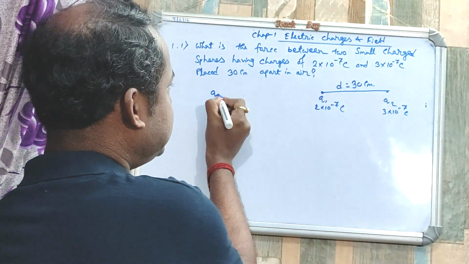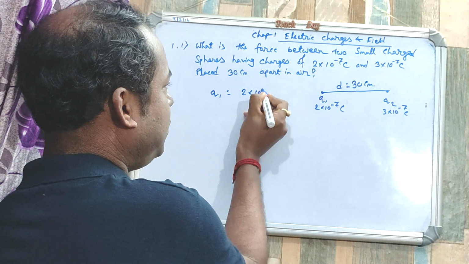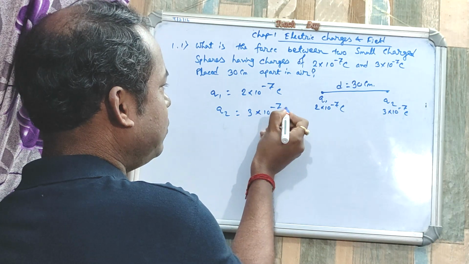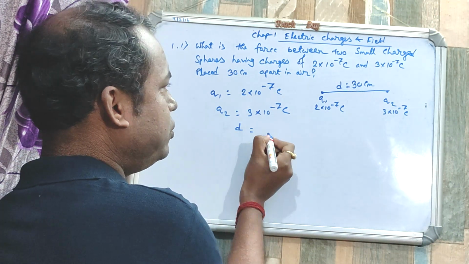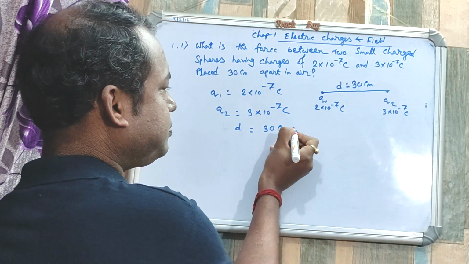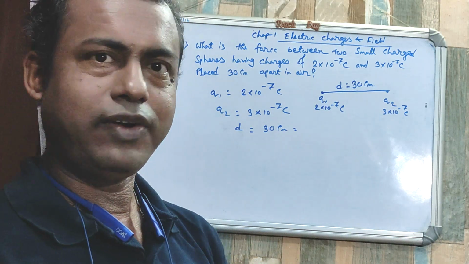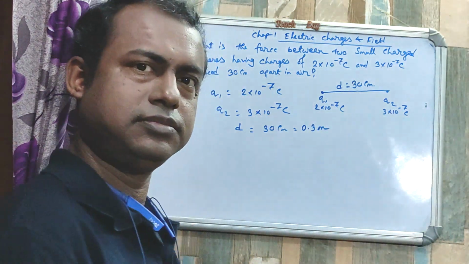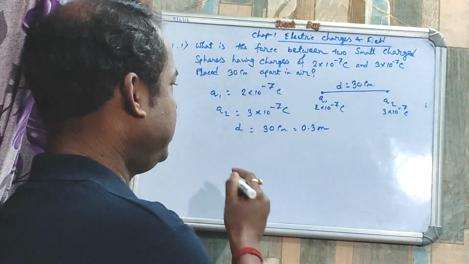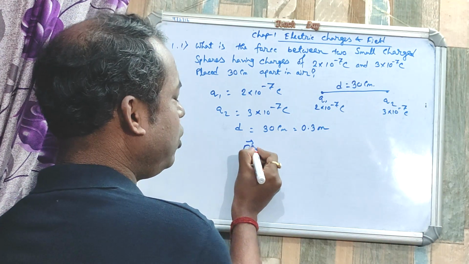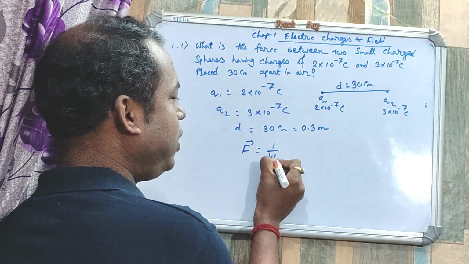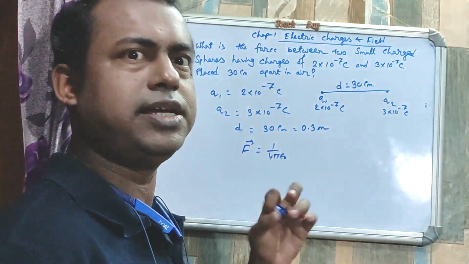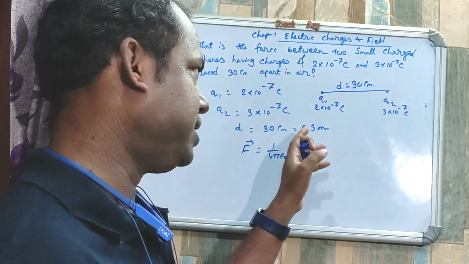So Q1 is given as 2 into 10 to the power minus 7 coulomb, Q2 equals 3 into 10 to the power minus 7 coulomb, and D, the distance, equals 30 centimeter. Converting 30 centimeter into meter, it equals 0.3 meter. Now we solve the problem. According to Coulomb's law, F equals 1 by 4 pi epsilon 0 and so on. Obviously we follow the SI system, because coulomb is an SI unit, and the distance is converted into the SI unit, that is 0.3 meter.